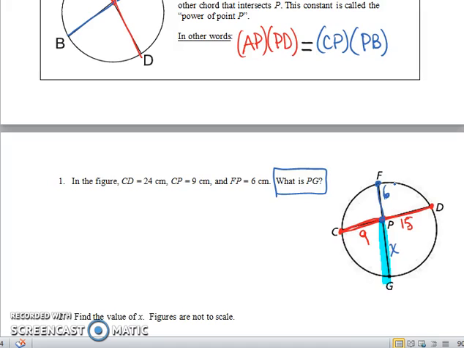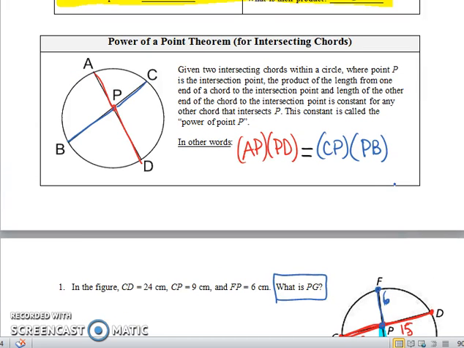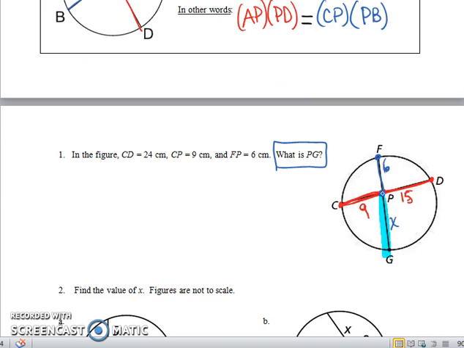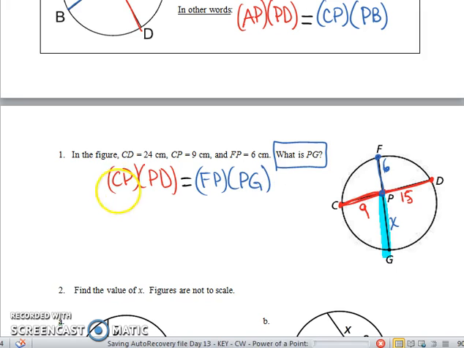So using my power of a point theorem, I know that when I multiply the two chords where they intersect, they should be equal to one another. So the setup is going to be as follows. I know that from C to P times from P to D will equal from F to P times P to G. So writing that out looks like this: C to P times P to D is equal to from F to P times P to G. Once you get a hang of this theorem, you won't have to write that out every time, but I'm going to write that just because this is our first example.